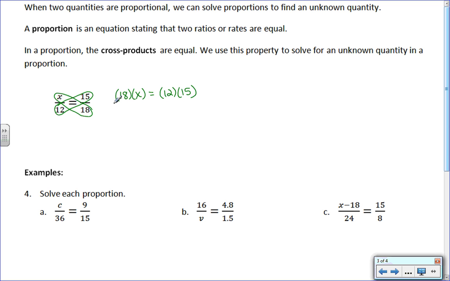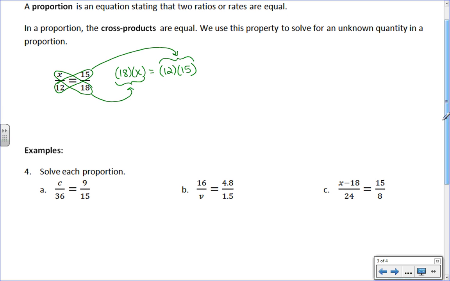So this cross product here, 18 times x, is what we get from those two parts. And then this cross product here, 12 times 15, is what we get from those two parts. And this is how we will set up to solve a proportion. This is just a simple equation that we can simplify on the right side, simplify slightly on the left, and then we just have one step to go to solve that. So that's how we will solve proportions.